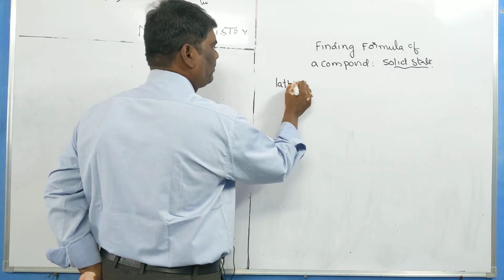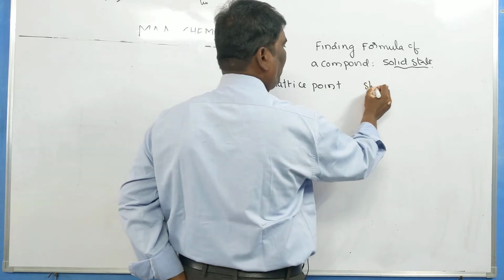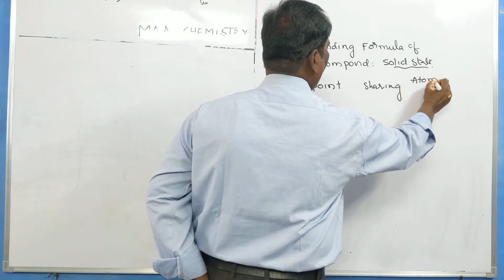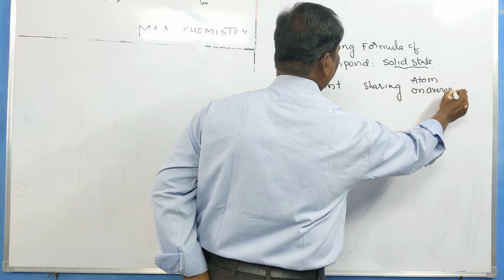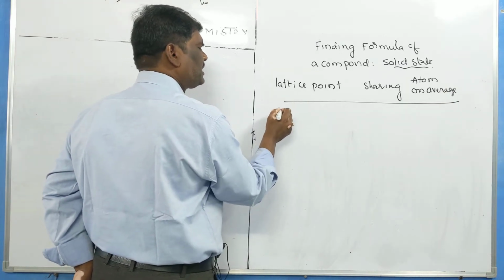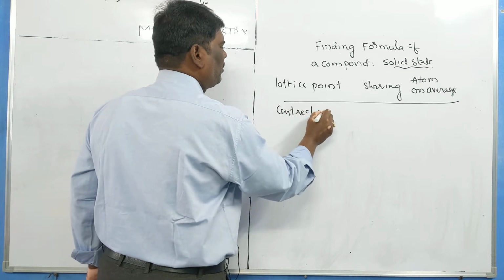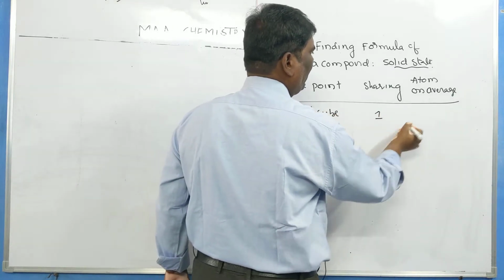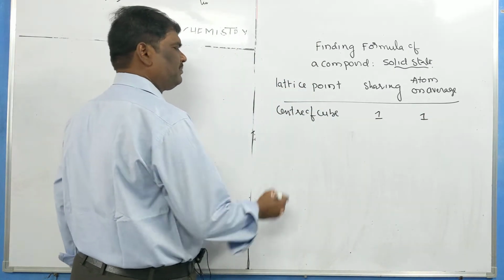Lattice point, sharing an atom on average. This is a point we have to take. The lattice point is the center of the cube. Sometimes they will say body center. This is only one. It is shared by only one. That's why one is the average atom.